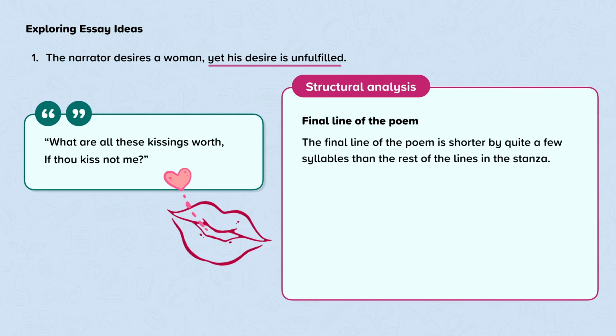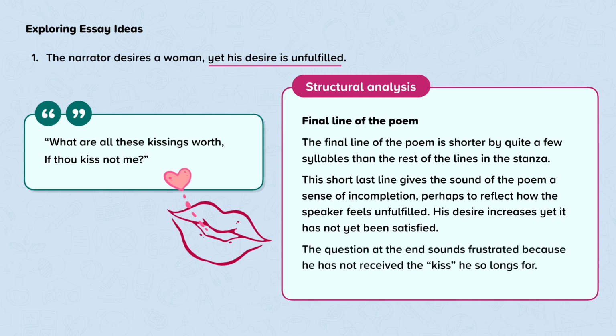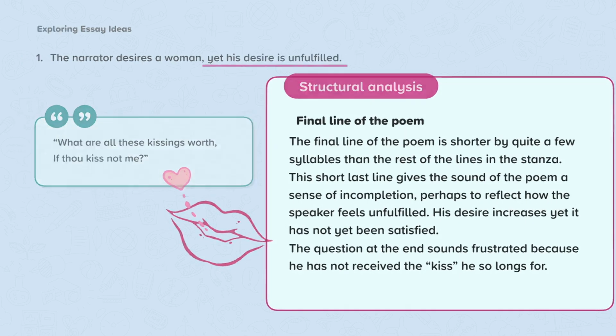The final line of the poem is shorter by quite a few syllables than the rest of the lines in this stanza. This short last line gives the sound of the poem a sense of incompletion, perhaps to reflect how the speaker feels unfulfilled. His desire increases, yet it has not yet been satisfied. The question at the end sounds frustrated, because the speaker has not received the kiss he so longs for from the woman that he is addressing in the poem.